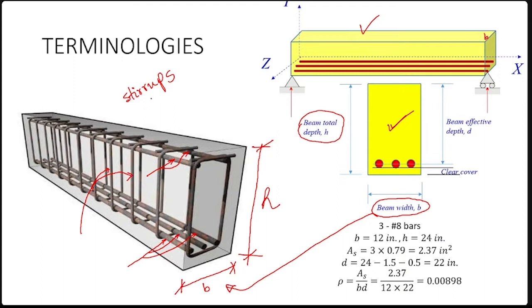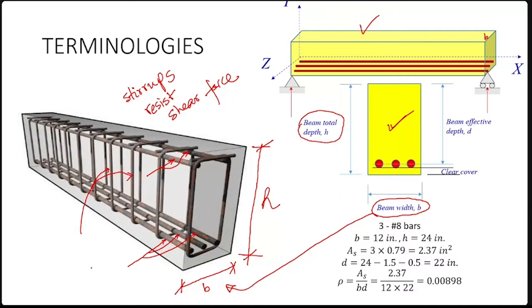Stirrups are required to resist shear force. At this moment, we are not considering shear design, so we will ignore that thing. Of course, these things are there, but we are not going to design them. We are designing only the main bars.